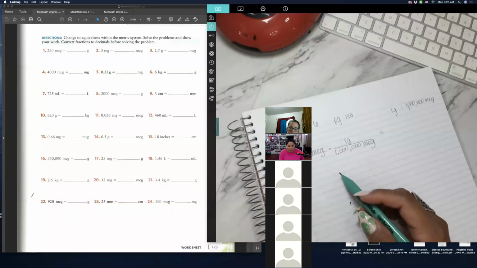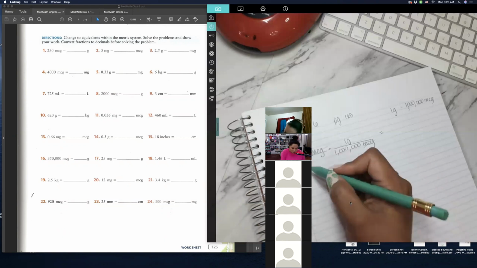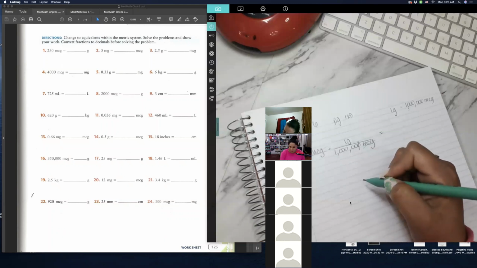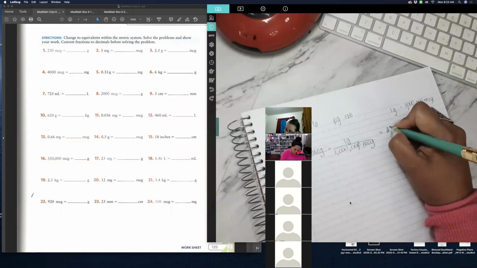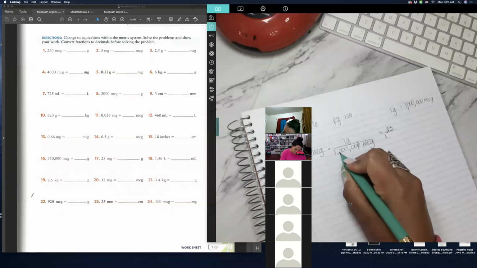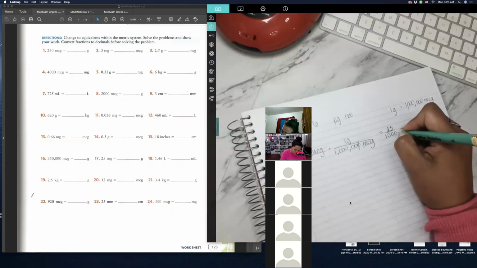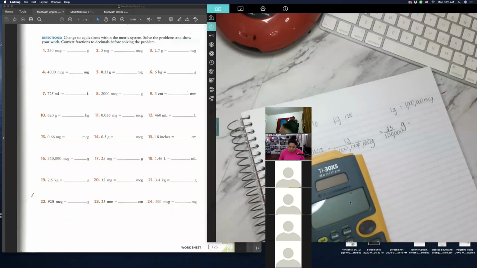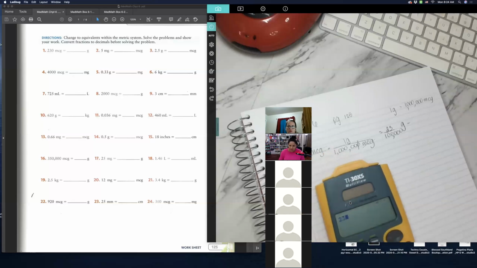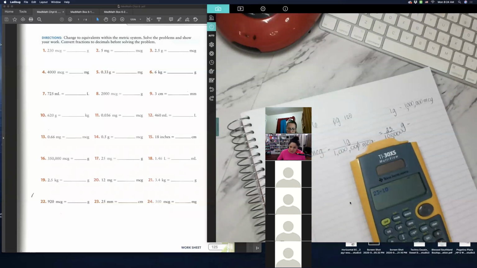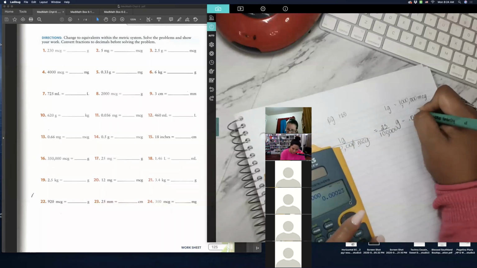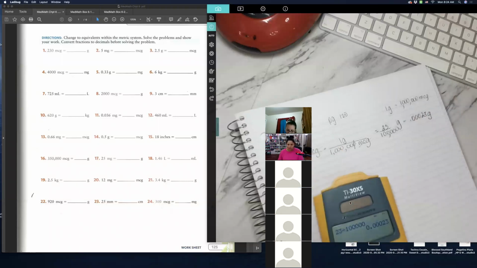And then remember, we have an equal value of zeros can cancel each other. So 1 zero at the end of this number can cancel 1 zero at the end of this value. And what are we left with? 23 over, and then we have 1, 2, 3, 4, 5 zeros. And our unit is in grams. And then all you do is go ahead and put that in the calculator. 23 divided by 1, 2, 3, 4, 5 zeros. So that's equal to 0.00023 grams. Okay.